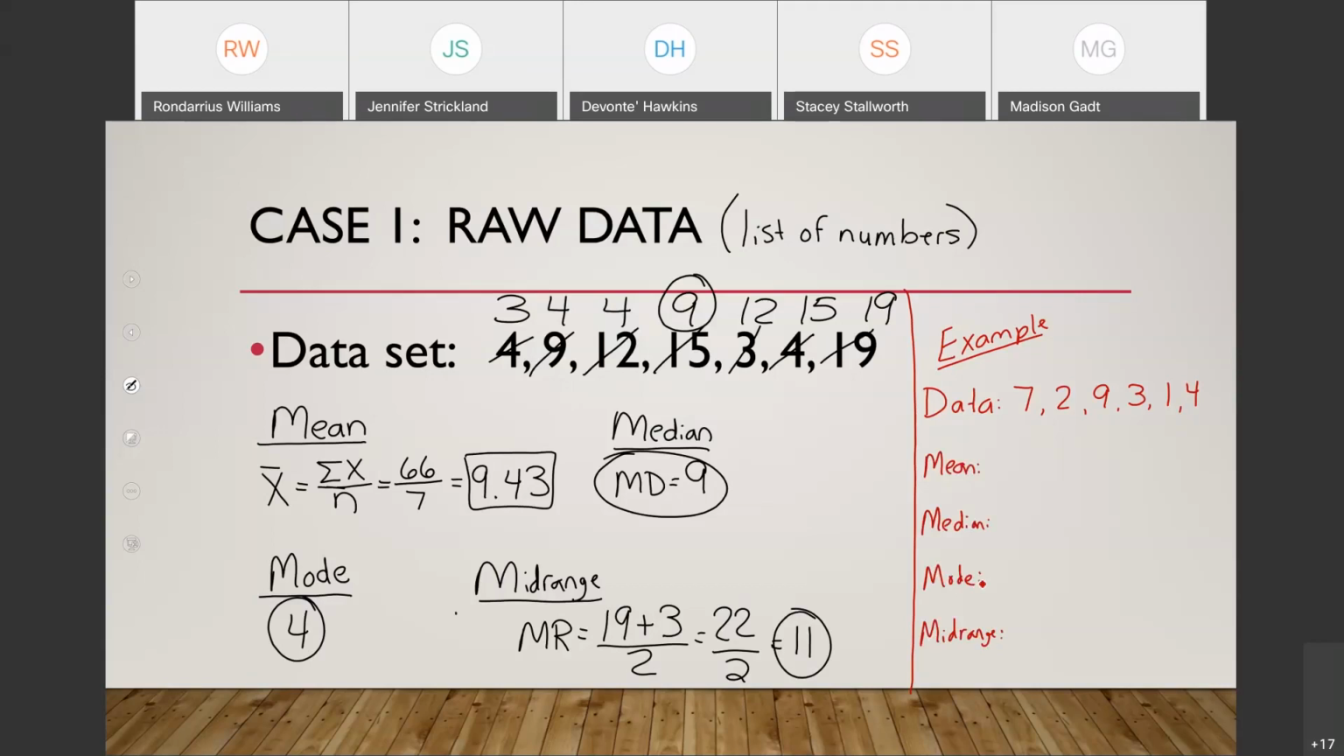All right, so what did you get for the mean? 4.33? Okay, so I'm adding them up, I get 26. I divide by 6, I get 4.33. Okay. All right, for the median, I have to put them in order. So 1, 2, 3, 4, 7, and 9.